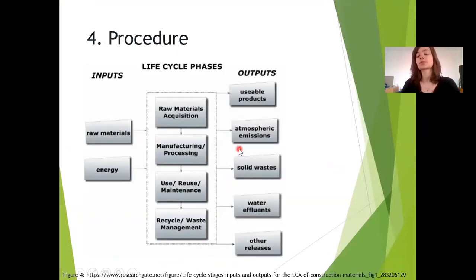Now, let's discuss the procedure. For each stage, inputs such as raw materials and energy, and outputs such as atmospheric emissions, solid waste, and water effluents are calculated and aggregated over the life cycle. These inputs and outputs are then converted to their environmental impacts.